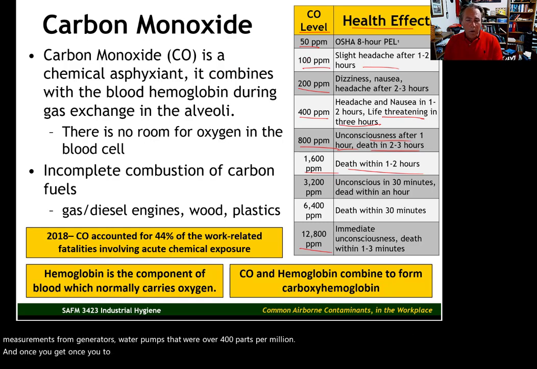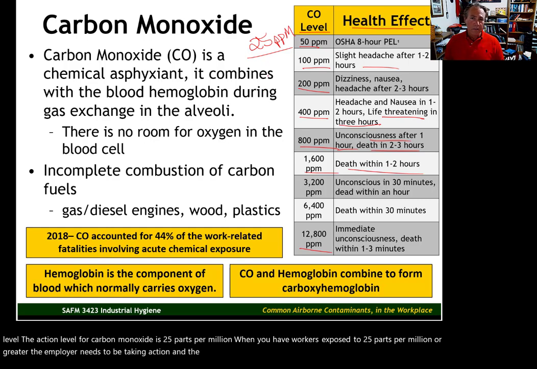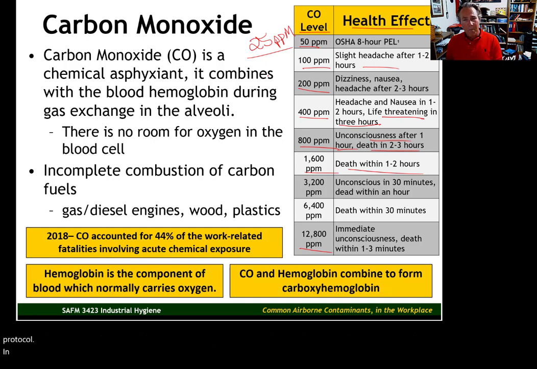To me, really, if we're going to do safety the right way, if we have workers exposed above the action level for carbon monoxide, which is 25 parts per million, when you have workers exposed to 25 parts per million or greater, the employer needs to be taking action. And the first step in all of this is to have some type of continual monitoring protocol in place. You need to be monitoring for the presence of carbon monoxide.